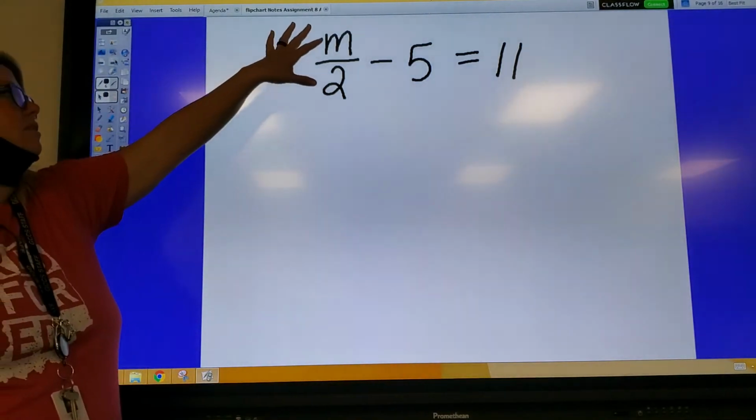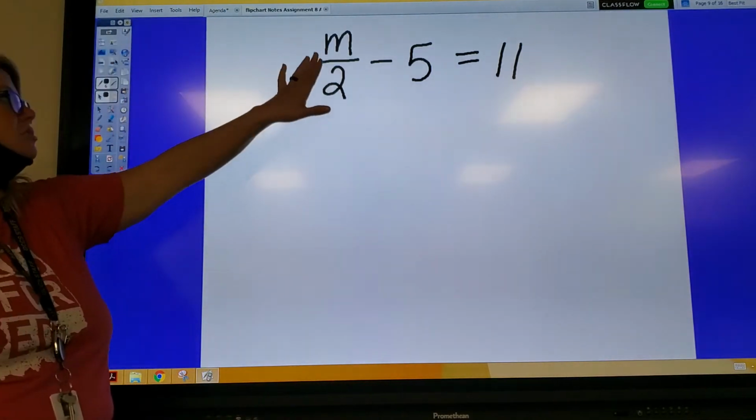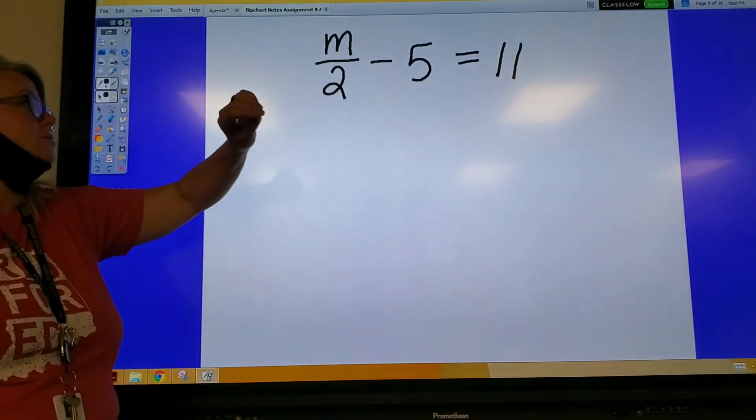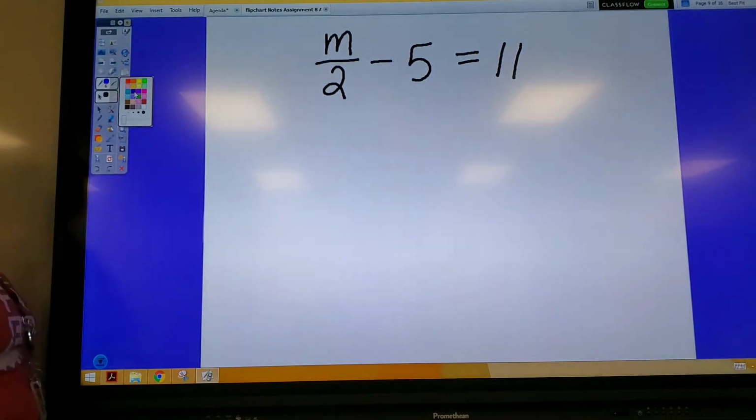So I don't want you to think of this as a fraction. Don't let your brain overreact that this is a fraction. This is just going to mean division, and again, that's going to be our second step. So our first step is still going to be adding and subtracting. What am I going to do? First step. Plus 5.